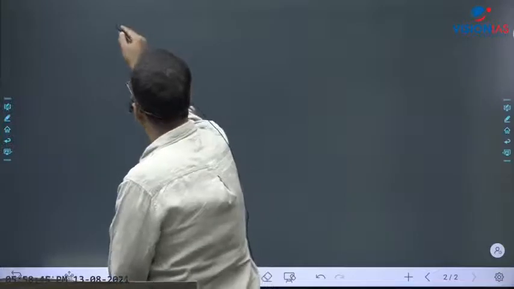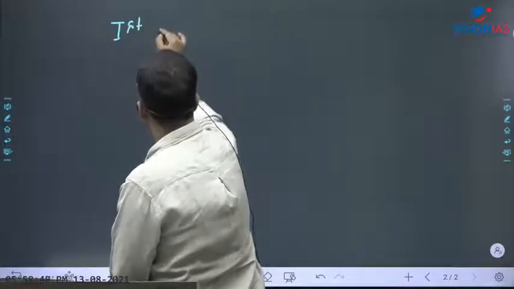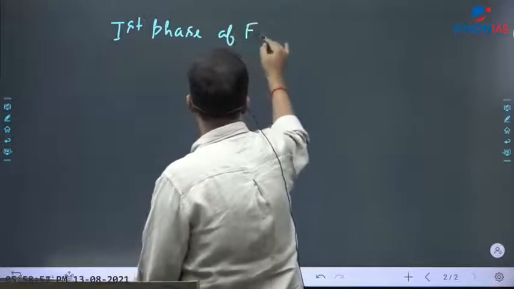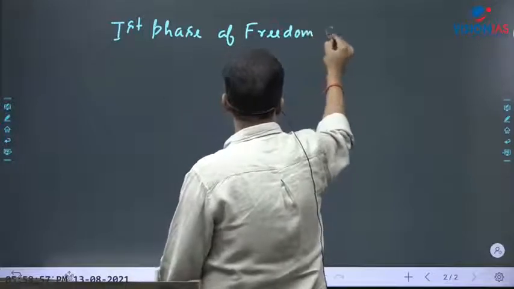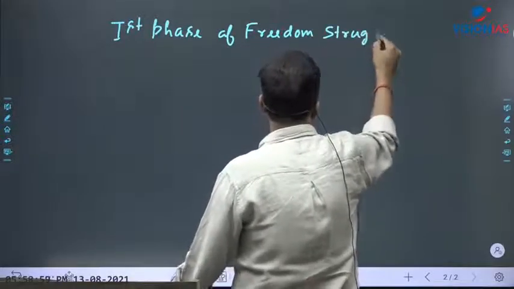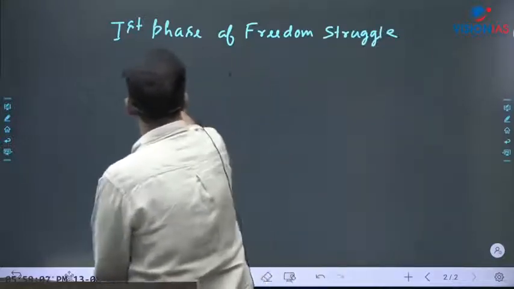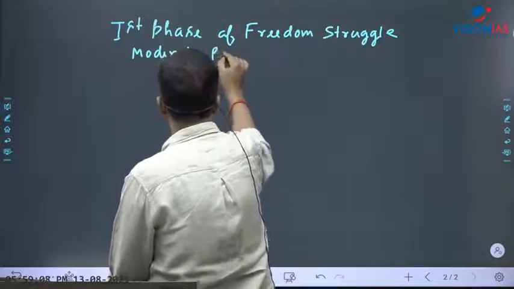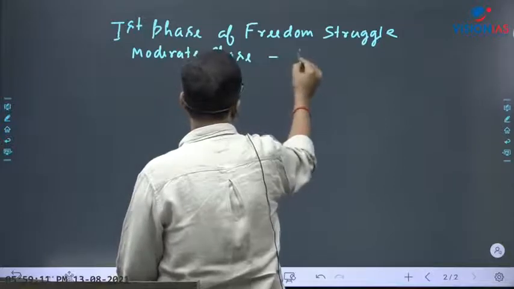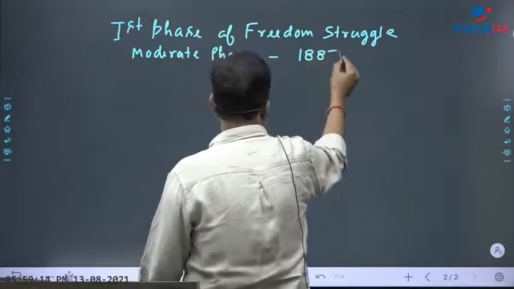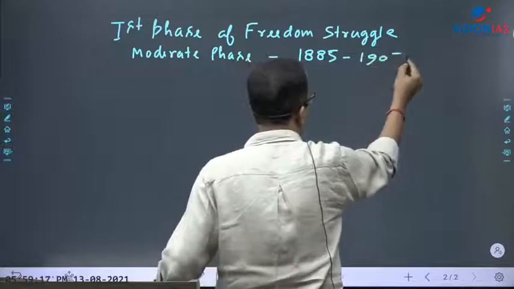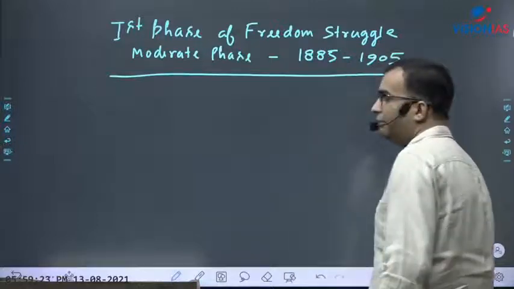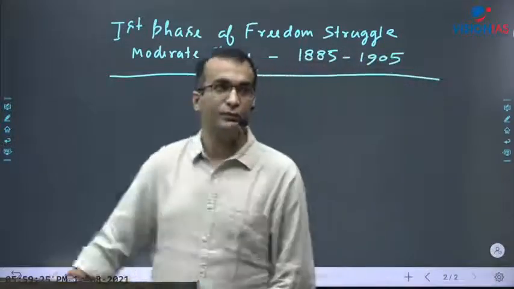So please mention the first phase of the freedom struggle, also known as the moderate phase. This phase is from 1885 to 1905. So the moderate phase is 1885 to 1905. Okay?